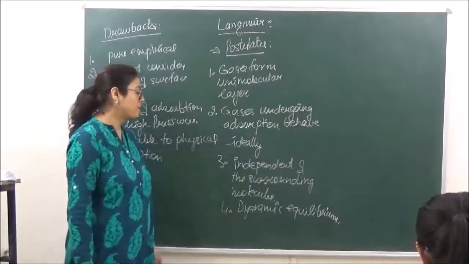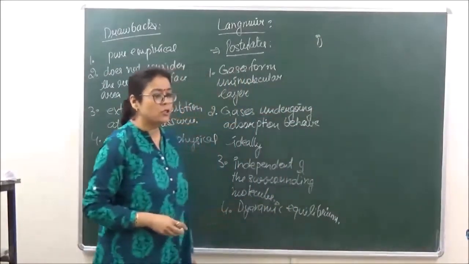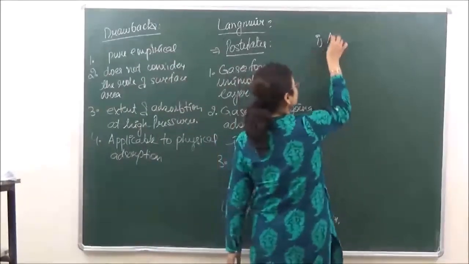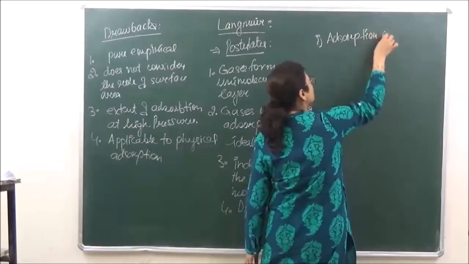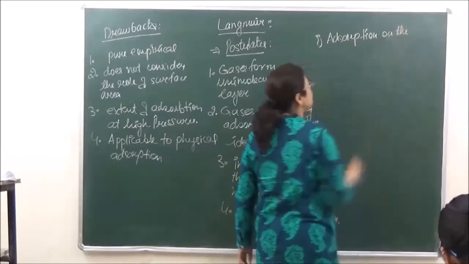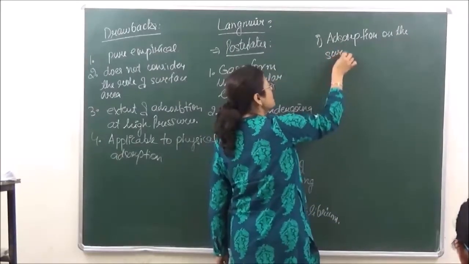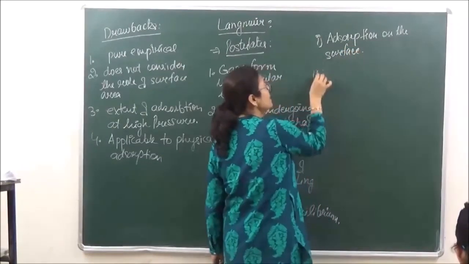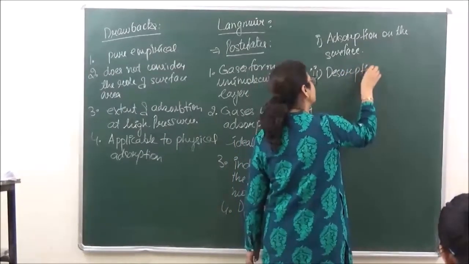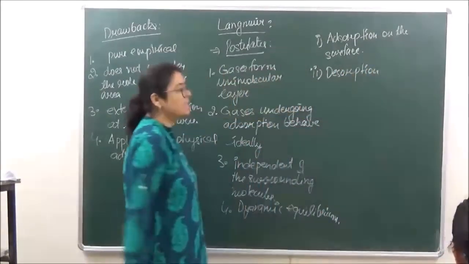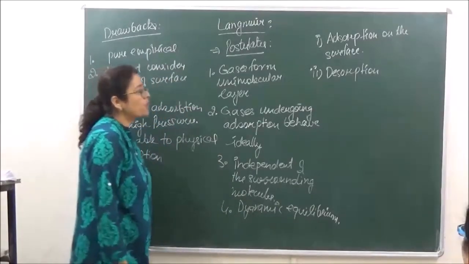How dynamic equilibrium? We are saying that there are 2 processes taking place during adsorption. The first one is adsorption on the surface, or adsorption of adsorbate on the adsorbent, and simultaneously desorption.